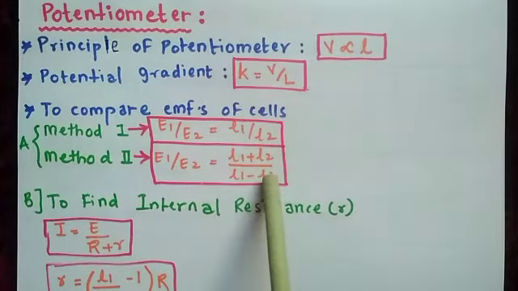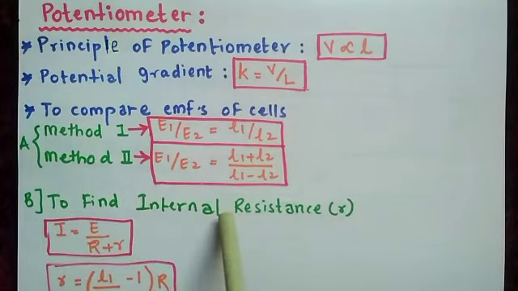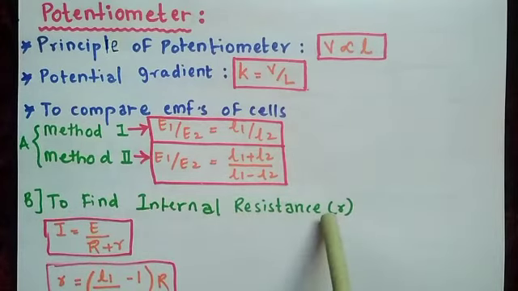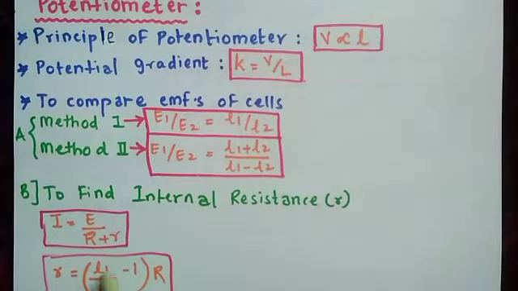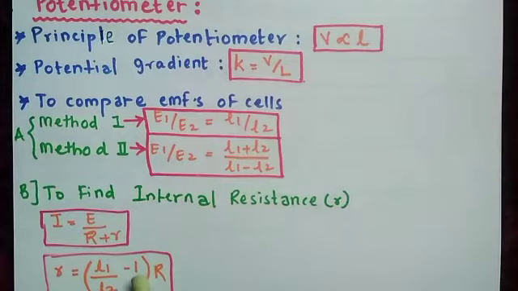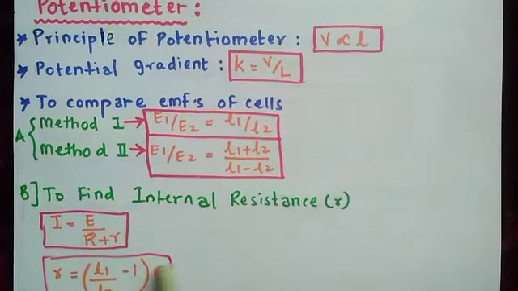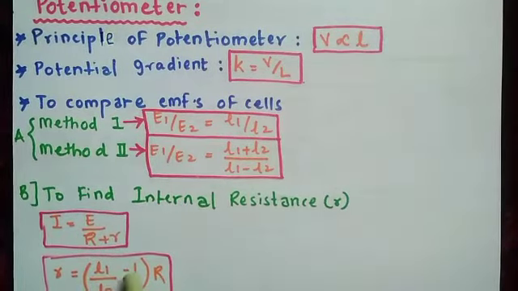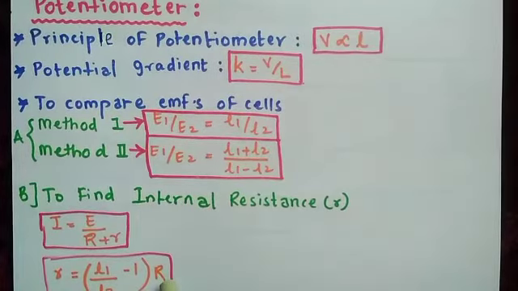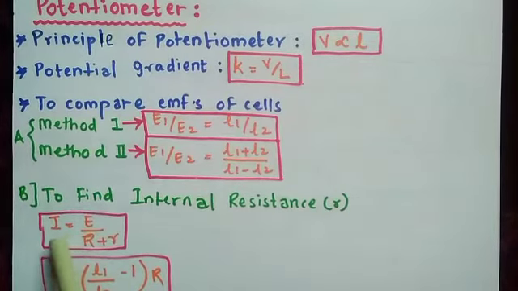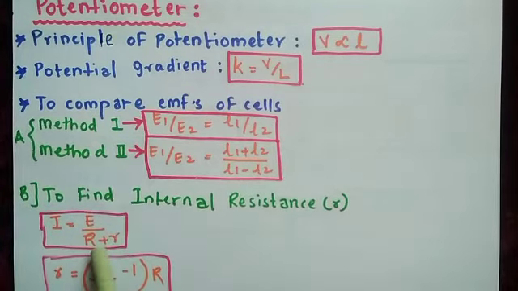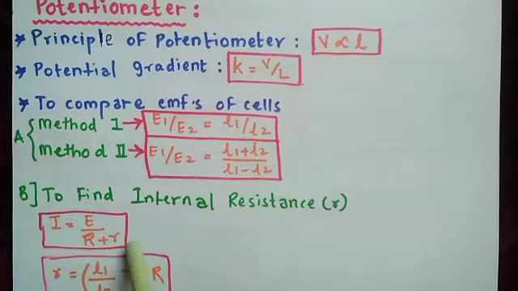Here, to compare the EMF of cells, E1 upon E2 is equal to L1 plus L2 upon L1 minus L2. Then the second application is to find the internal resistance small r of the cell. The final formula for the same is small r is equal to L1 minus L2 upon L2 into R, or we can have L1 upon L2 minus 1 into capital R. What these terms are, we have already studied, and in the same derivation we have the formula that current is equal to E upon capital R plus small r.